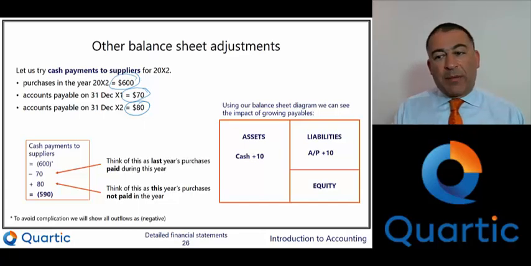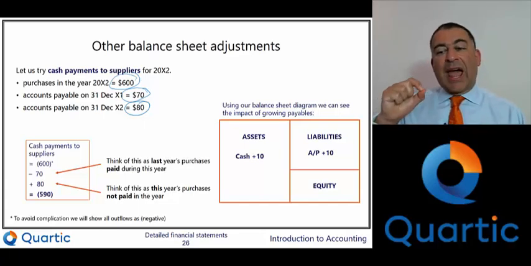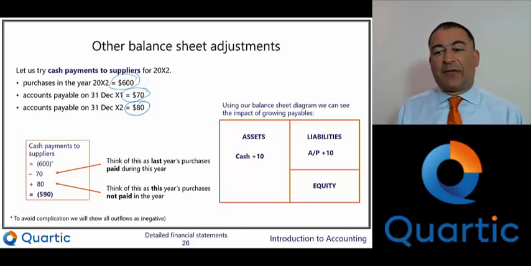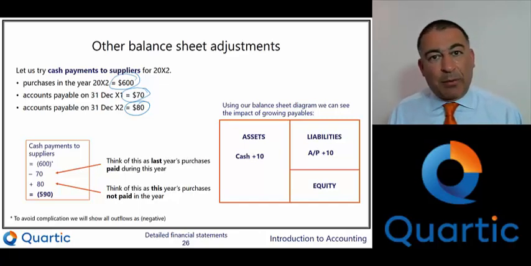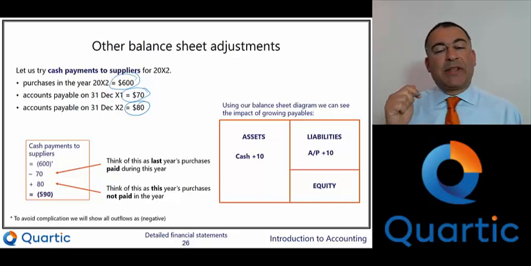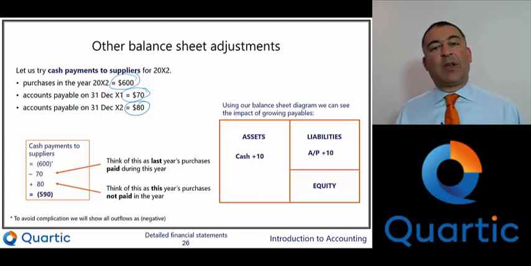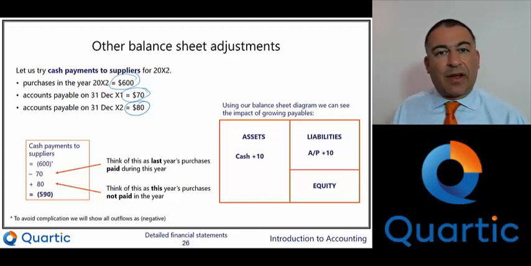And so our overall payment is we paid 600 and we paid another 70 but didn't pay 80. And therefore minus 600 because it's a cash outflow, minus 70 because we paid the money for last year's payables, plus 80 because there's 80 that we haven't paid at the year end from this year's purchases. And overall that gives us 590, negative 590 because it's cash payments.